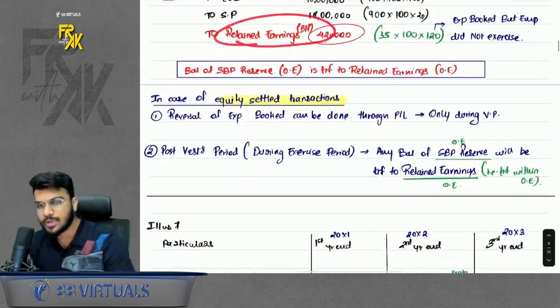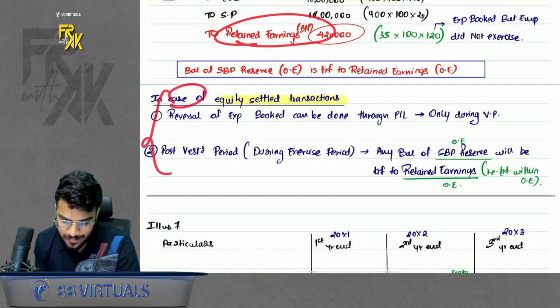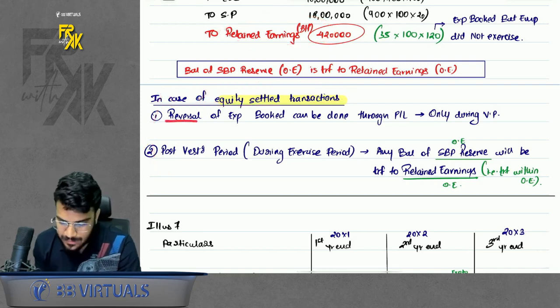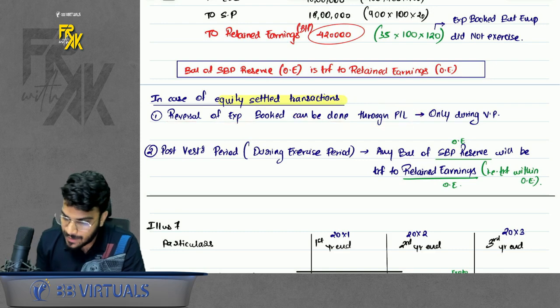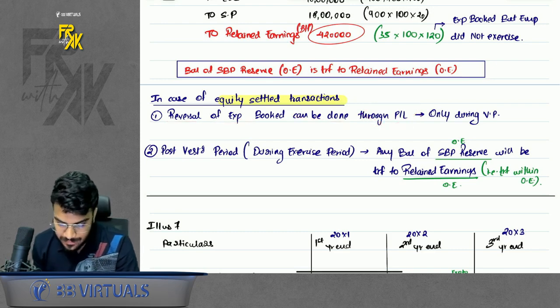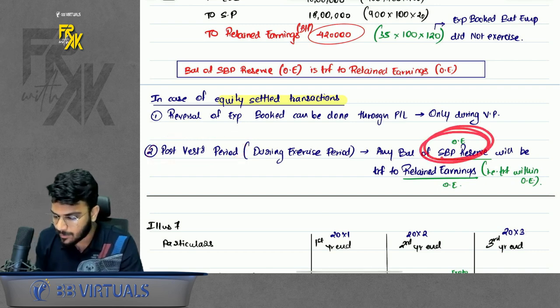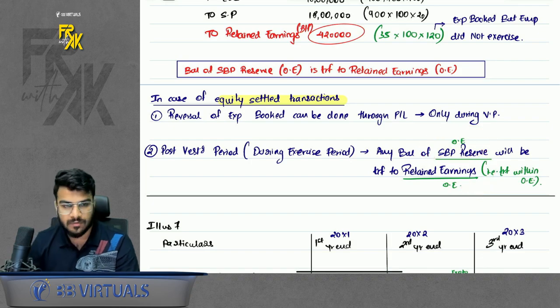Anyways, I also told you one thing: in case of equity settled, if any reversal is happening during the vesting period, the reversal will happen through P&L. But if the reversal is happening post vesting period, the balance of SBP reserve will be transferred to retained earnings. Okay, the logic we already discussed.